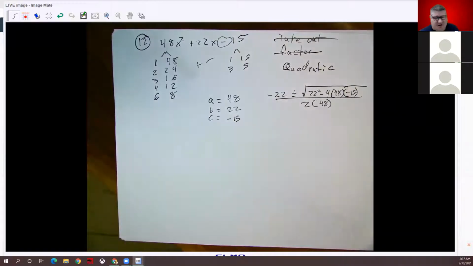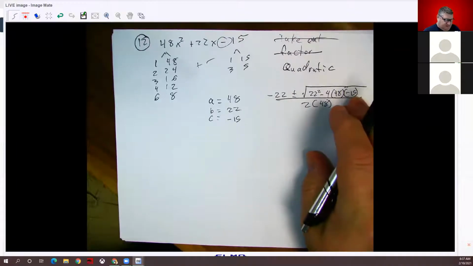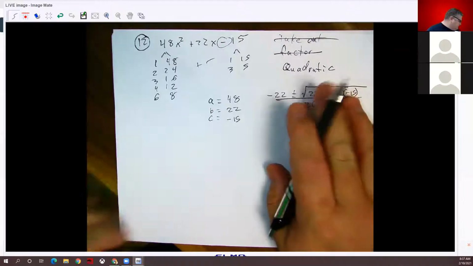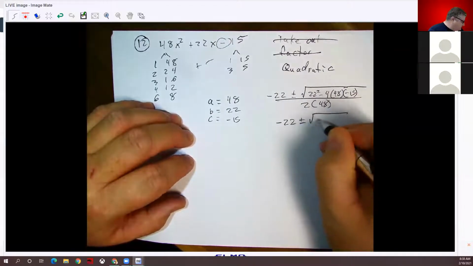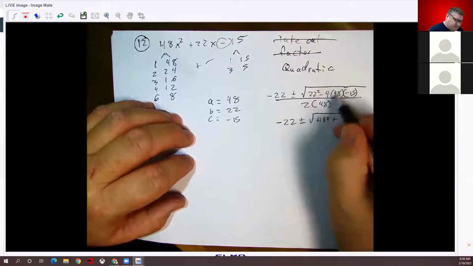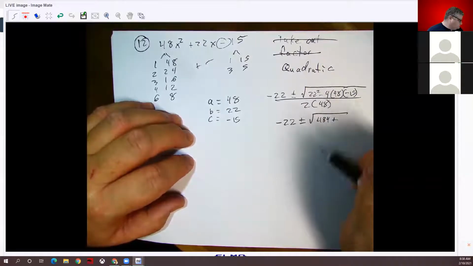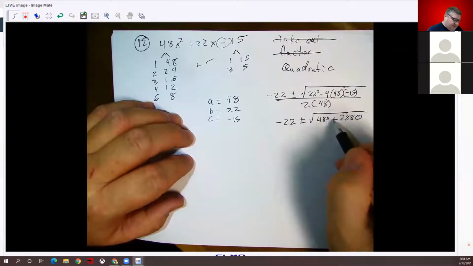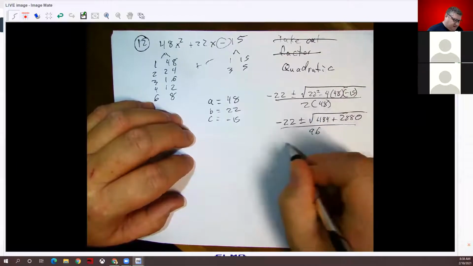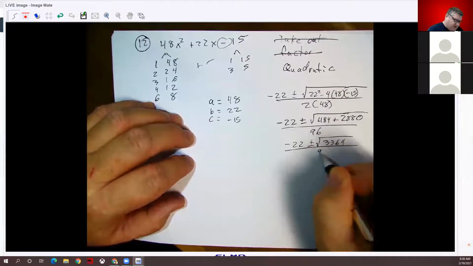And I say, ew, all those numbers are huge. Well, yeah, but you have a calculator, right? Can I just type this in? This happens to be 22 times 22. Plug it into a calculator, 484. Can I take negative 4 times 48 times negative 15? Two negatives make a positive. Very good. And then can I combine all this and say negative 22 plus or minus the square root of 3364 all over 96?